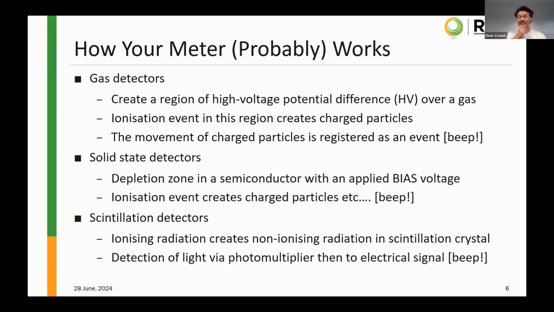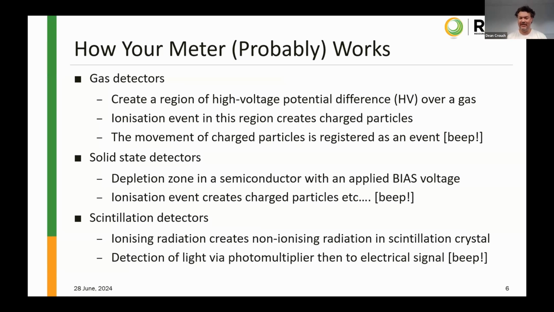So how your meter probably works. Again, this is hopefully going to be revision for a lot of people. Gas detectors, really easy. You've got a volume of gas. Your ionizing radiation comes in. It creates an electron and positive ion pair. There's a high voltage across the top, and that will split your charge carriers, which will be detected as an event, and your machine will go beep.